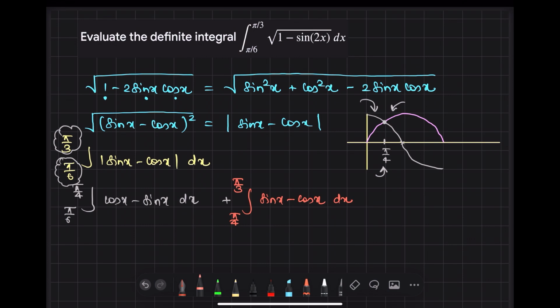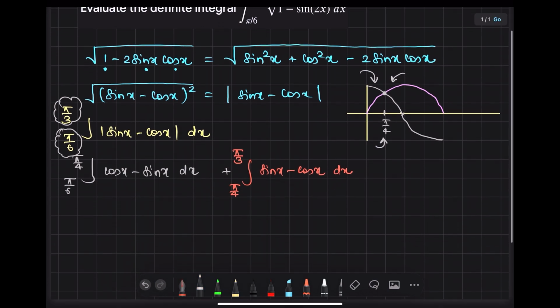Now let's do the integration part and substitute the limit. So we have the difference, integration of cos x is what? Sin x, and integration of sin x is what? Cos x, that too in minus, so minus minus will become plus cos x. Now it's time to substitute the limit, pi by 6 and then pi by 4.